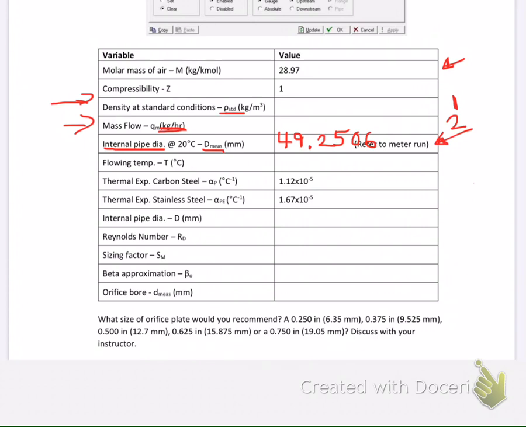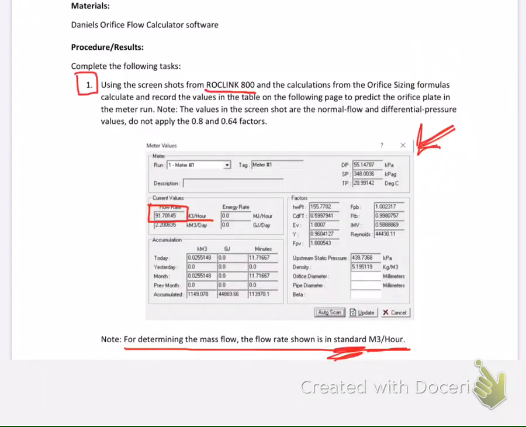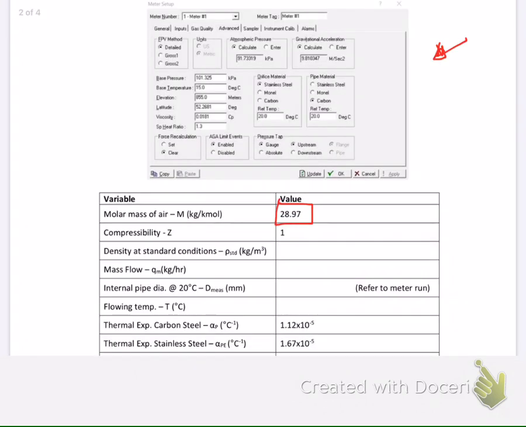Then the flowing temperature, number 3. If we go back to our screenshots, here are the 3 measurements being made: differential pressure at the top, dP; static pressure, which is like the line pressure upstream, and notice it's in gauge pressure; and then the temperature right here. It's pretty close to room temperature, which makes sense because air was what was flowing through our meter run. That's where we find that information. It's a pretty easy one for you to do.